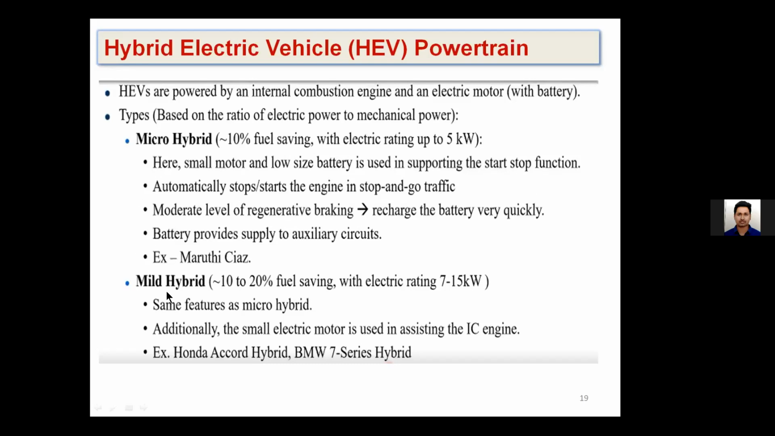In the mild hybrid, the rating is somewhat higher compared with the micro hybrid. Around 7 to 15 kilowatt electric rating motor is employed. Almost all other features are the same. Here we are able to get more fuel saving, around 10 to 20%. Typical examples are the Honda Accord hybrid and even the BMW 7 series hybrid, which come under the mild hybrid and assist the IC engine better when compared with the micro hybrid.